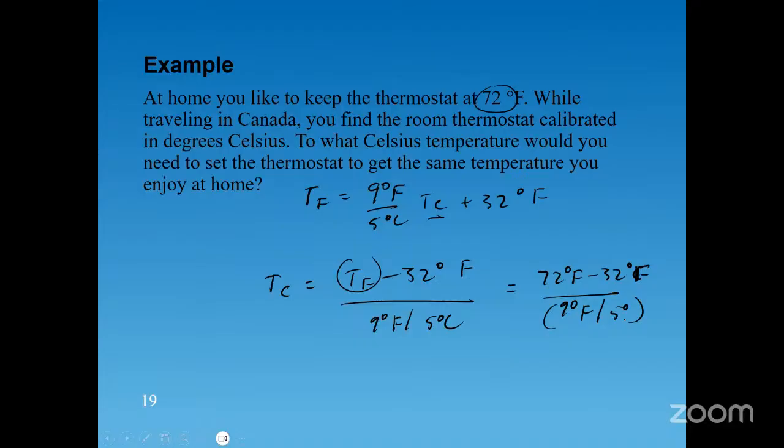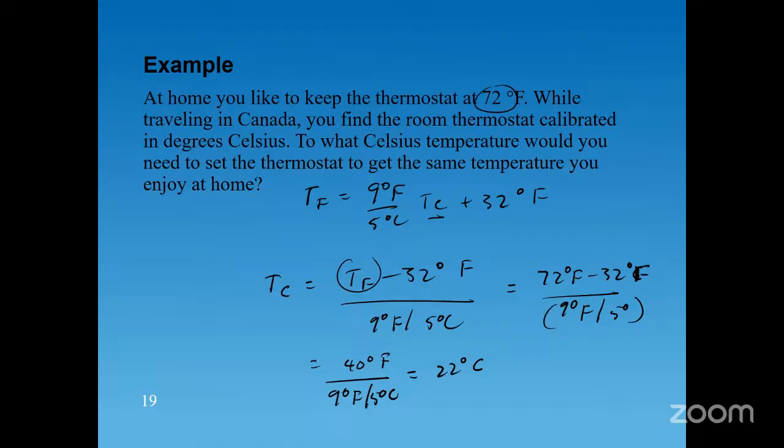So let's see what that gives. The top part is going to be equal to 40 degrees Fahrenheit, and then you're going to divide by 9 degrees Fahrenheit over 5 degrees Celsius. So let's see what I get. 40 divided by, okay, according to my calculation, this works out to be equal to 22 degrees Celsius. All right, so basically that's the equivalent to the 72 degrees Fahrenheit. Any questions about this example?